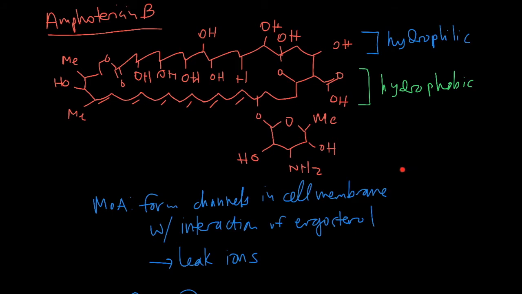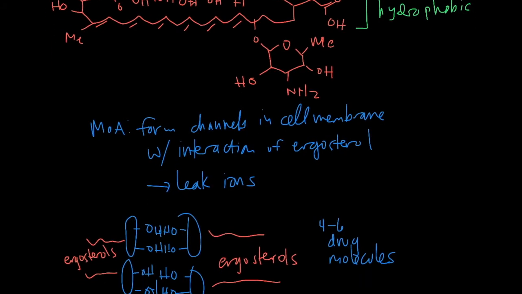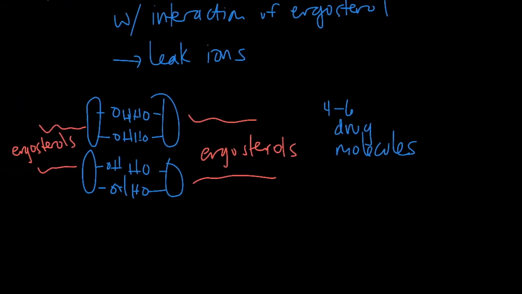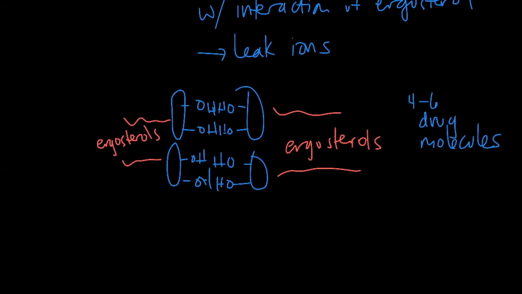The mechanism of action is that it forms channels in the membrane via its interaction with ergosterol, and by forming channels, you leak important ions. So I'm gonna nerd out real quick because I thought this was really cool in class. Here's your cell membrane with all your ergosterols within it. Remember, ergosterols are selectively found in fungi, so Amphotericin B can selectively target fungal cells.